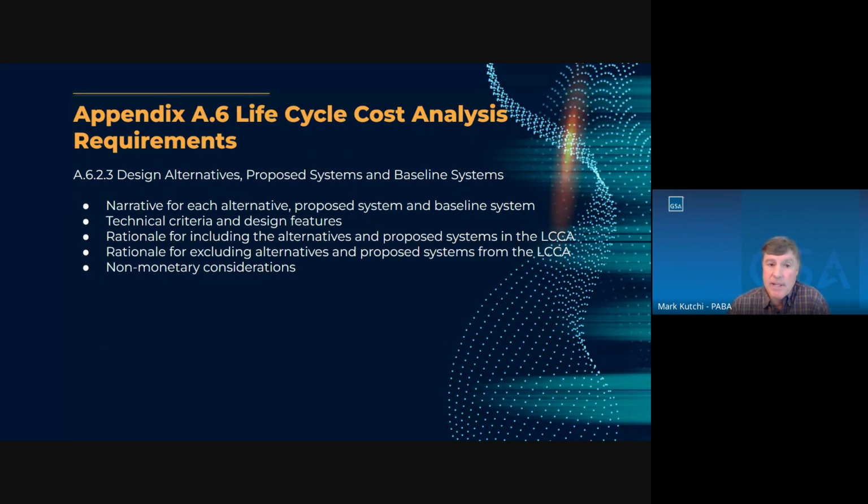The life cycle cost analysis should include a narrative of each alternative, proposed system, and baseline system. The technical criteria and design features of those systems should be described. The rationale for including alternatives and proposed systems should be included, and also rationale for excluding any alternatives or proposed systems should also be part of the LCCA. And any non-monetary considerations should be included. In some cases, a selection for an alternative or system might not be related to cost. So it's very important to identify that in the analysis.